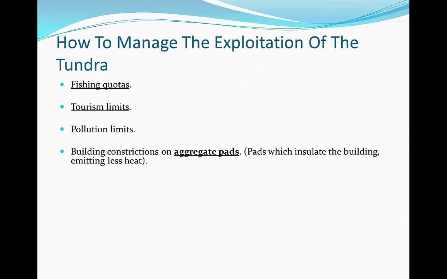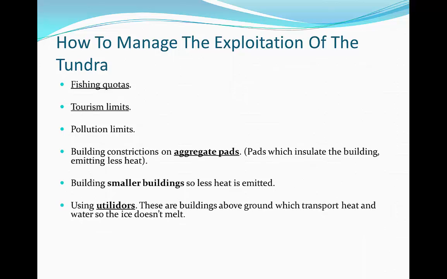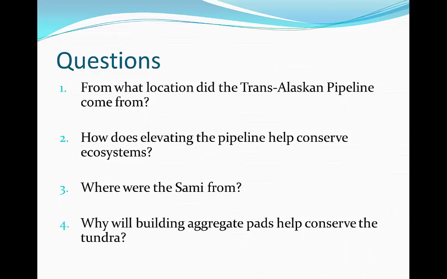We can also build constructions on aggregate pads. These are pads which are going to insulate the building and hence emit less heat. We can also build smaller buildings, so less heat is emitted, and as a result, using smaller buildings and aggregate pads, and also utilidors, which are basically ways to transport water and heat over ground so ice doesn't melt, we're not going to get any melting of the ice, which will destroy habitats. Also, we can elevate pipelines to do this, so for example, in the case of the TransAlaskan Pipeline, the ice wouldn't melt. Here are some questions on the exploitation of the tundra.